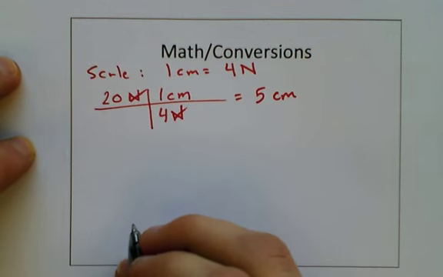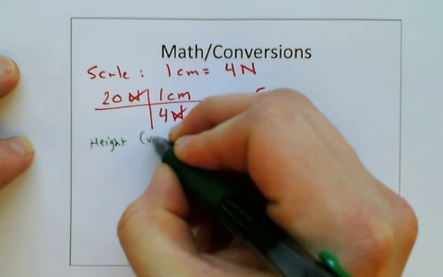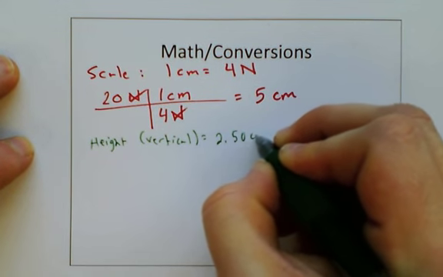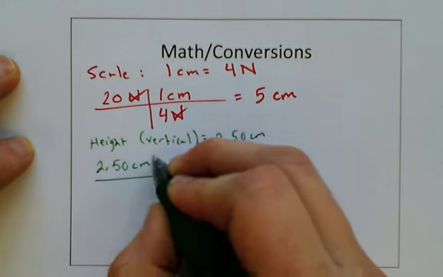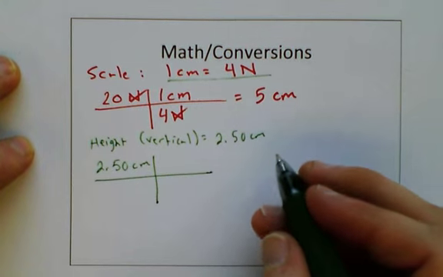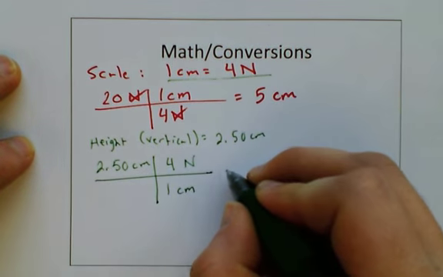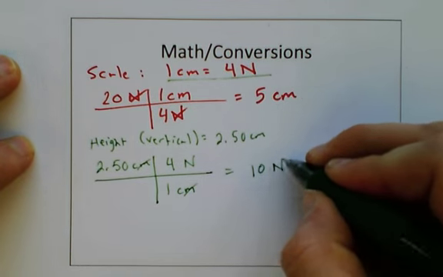So I'll start by converting the height. We said that the height, or the vertical component, was 2.50 centimeters. So using FLM, I have 2.50 centimeters, and remember that 1 centimeter equals 4 newtons. So I'm going to put centimeters on bottom to make it cancel out, and 4 newtons on top. When I do the math, I find that that's 10 newtons.